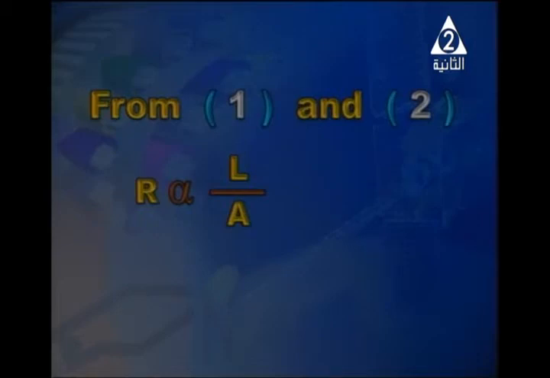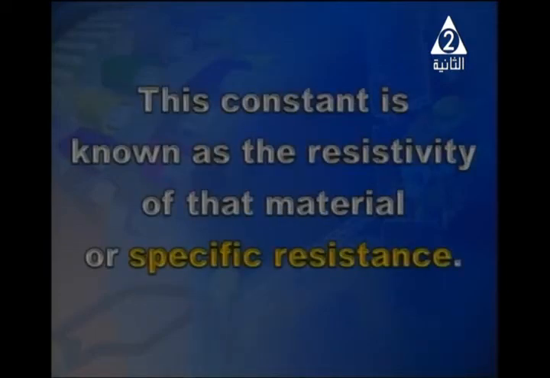The proportionality sign is replaced by an equality sign, so a constant appears. It is denoted by rho E. It denotes the specific resistance, and it is also called resistivity. So R is the electric resistance, rho E is the resistivity, L is the length of the wire, and A is the cross-sectional area. Once again, this constant is known as the resistivity of that material, or the specific resistance.